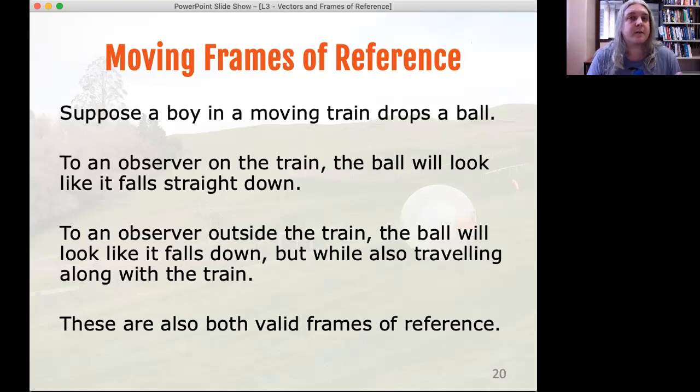Again, it changes the maths. If we do it on the train, very easy, because the ball is just falling straight down. That's only moving in one dimension. If you look outside the train and choose that, where the earth is your frame of reference, and now the train is moving, and the ball is moving horizontally as it moves vertically, now you've got to consider motion in 2 dimensions, and it becomes more complicated. Again, both are perfectly valid, just changes the maths and the approach that we have to take.